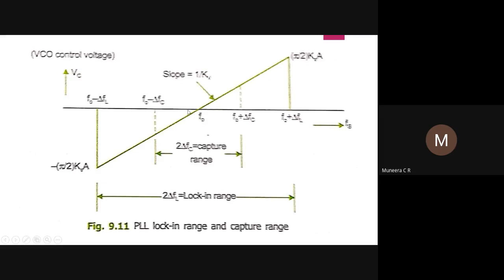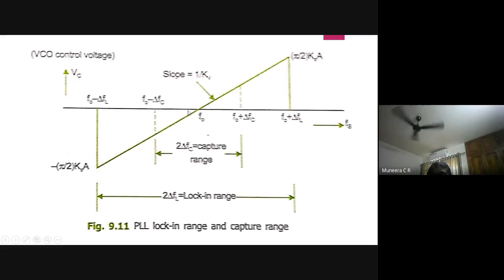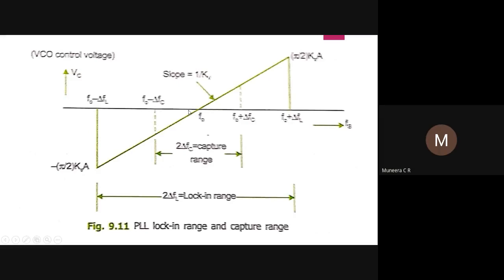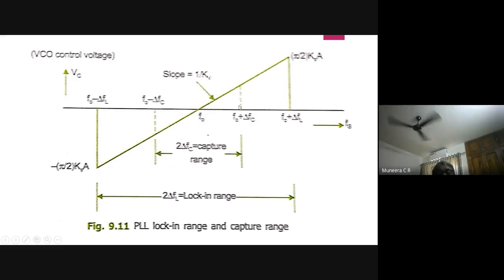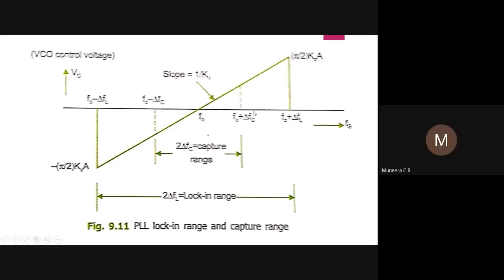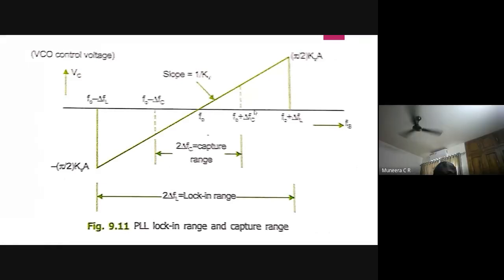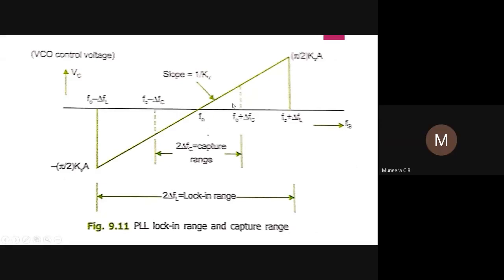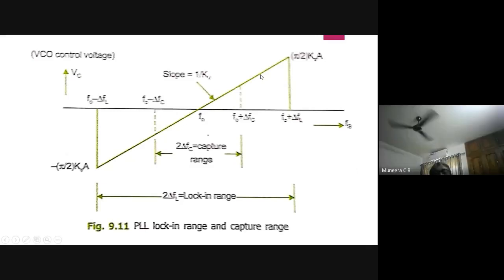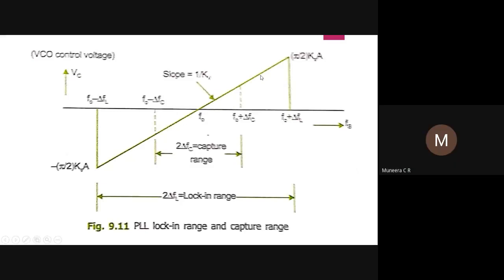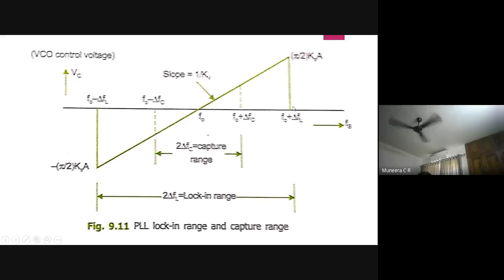So once it has captured, or locked with the input frequency, even when the input frequency increases or decreases, the VCO can follow the incoming input frequency variations. So this is the lock range, F0 minus delta FL to F0 plus delta FL. Usually the lock range is more than the capture range.